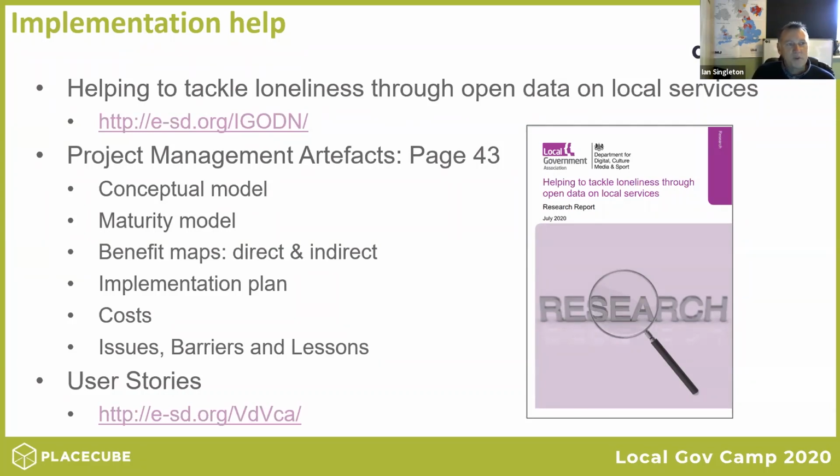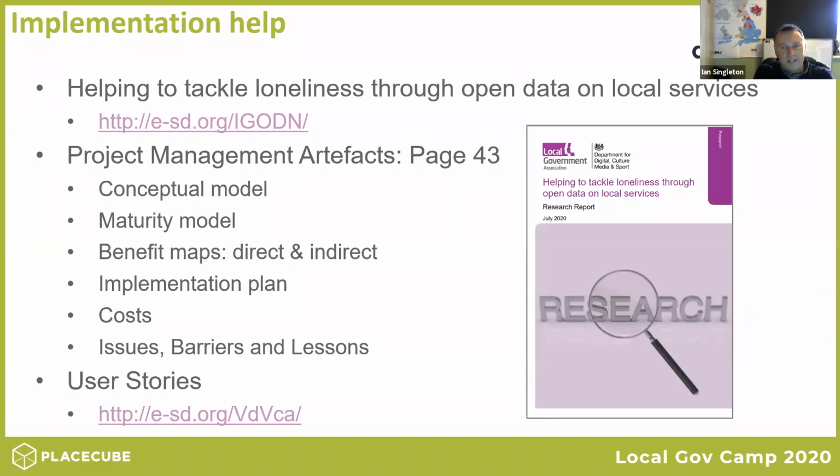So the LGA have done a report helping to tackle loneliness through open data, and it's about the open referral. So the link's there, but if you go to page 43, there is an appendix on project management artifacts, and there's quite a lot of information in there that will help you with your implementation. So I'm just recommending people have a look at that. And there's also a little report about user stories about why this open referral is useful. So I'll point people to that.